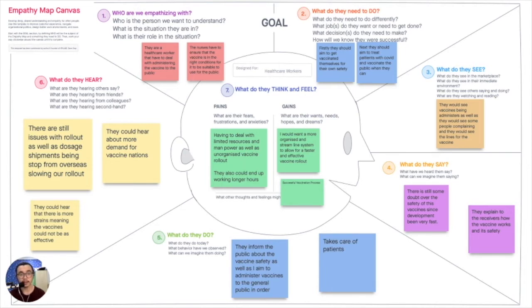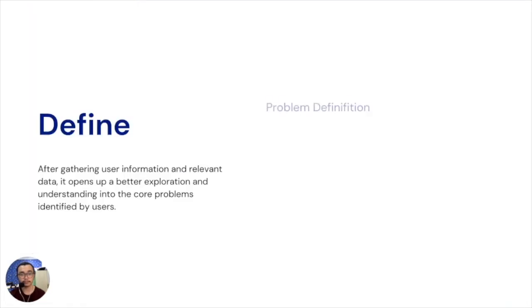They hear about the new vaccine management system. There are more strains of COVID-19. They heard that there are still some issues with the rollout, as well as dosage shipments being stopped from overseas, slowing the rollout. The pains: having to deal with limited resources and manpower, as well as an unorganized vaccine rollout. They could also end up working longer hours. The gains: they will want an organized and streamlined system so that it allows for a faster and more effective vaccine rollout.